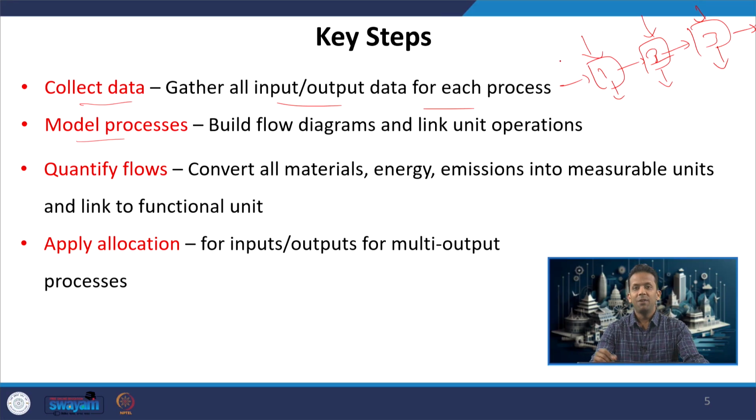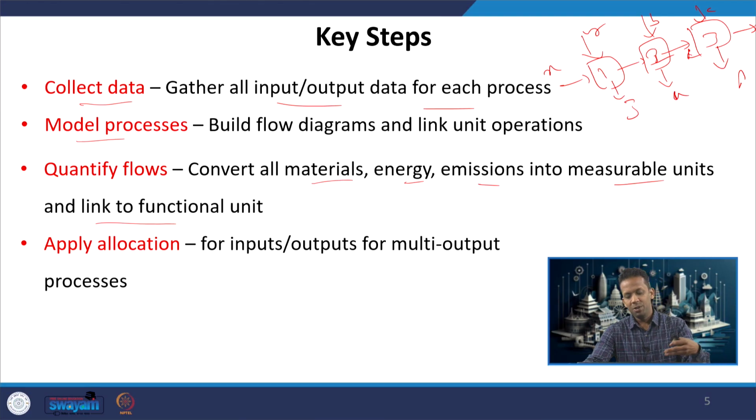Then quantify these flows. Each of these flows you need to have the numerical value. So, you quantify those flows and convert all the materials, energy, emissions into measurable units preferably, and link it to the functional unit.